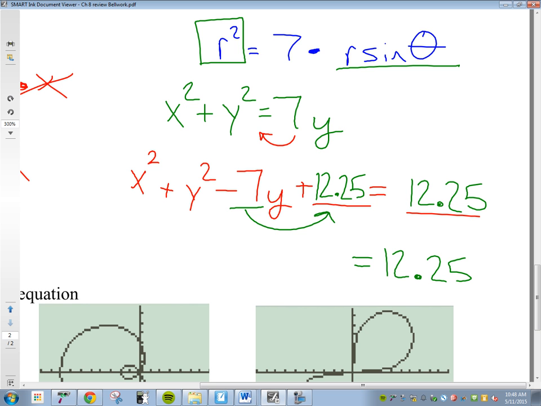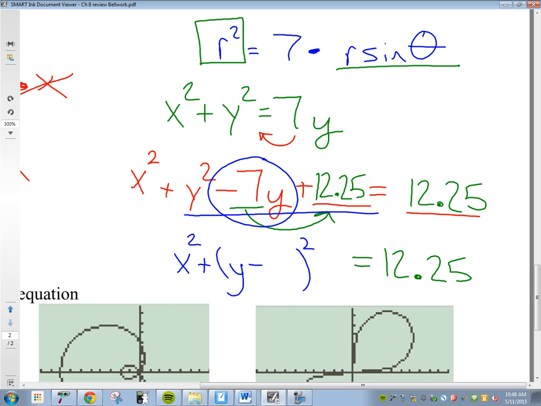On the left side, I've got x squared plus, I need to simplify that. What's going to go with my y? Positive or negative? Negative, because I'm cutting this in half. Half of negative 7 is negative 3.5.